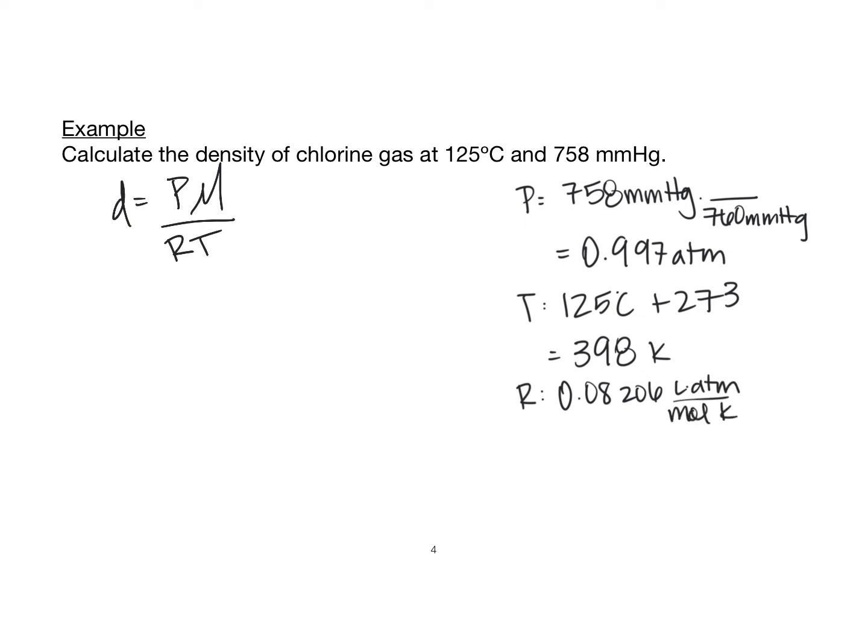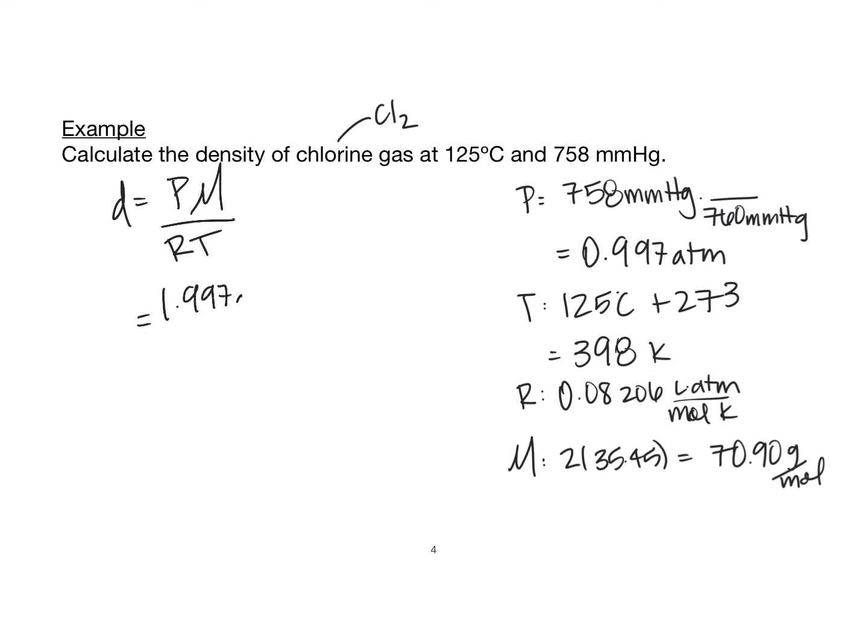And so the only thing left to determine for this is the molar mass. For chlorine gas, chlorine comes as a diatomic, so it is 2 times 35.45. And so that gives you 70.90 grams per mole. So in this case, we are going to plug all of these values in of 0.997 atmospheres multiplied by 70.90 grams per mole.